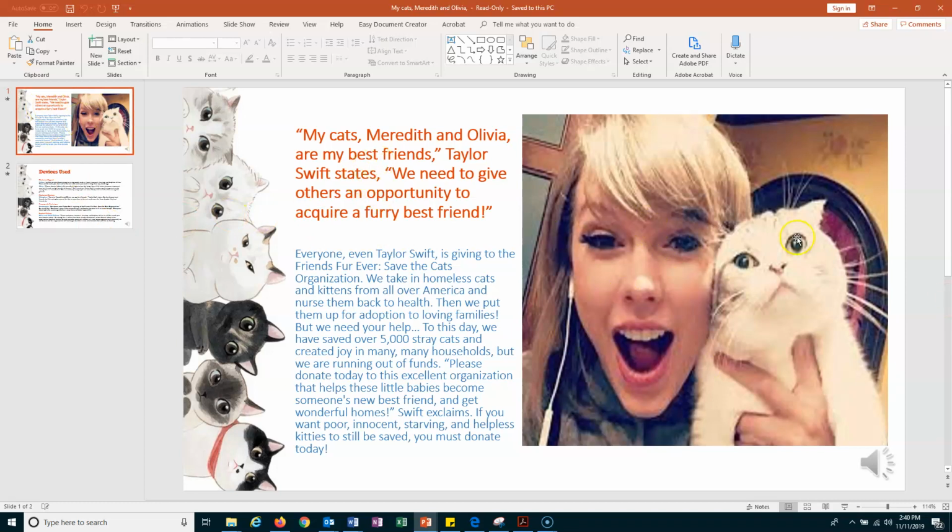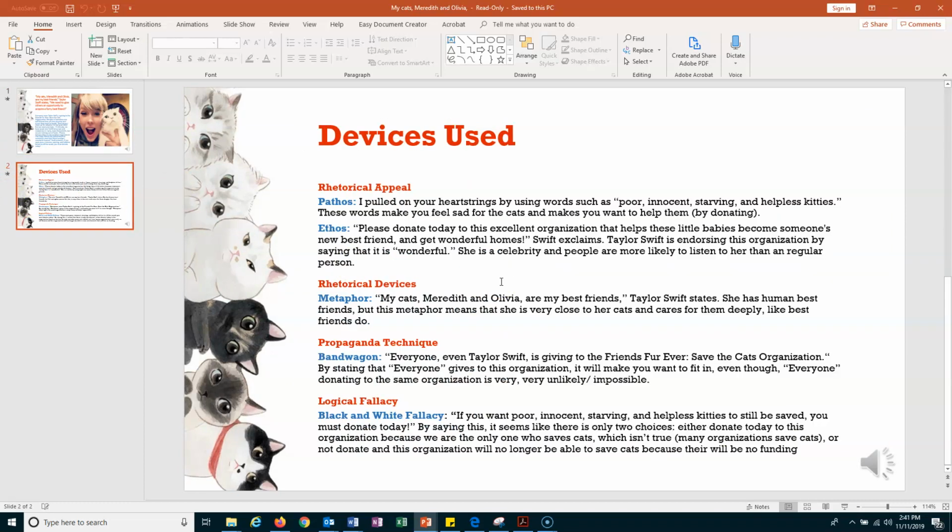So Taylor Swift, we know she loves her cats, so she's talking about her cats. She gives information about saving the cats. She has some statistics in there. She gives kind of her own testimony, a little bit of what she thinks. So we have all of that information that is on this slide. So this summary slide is a little bit different.